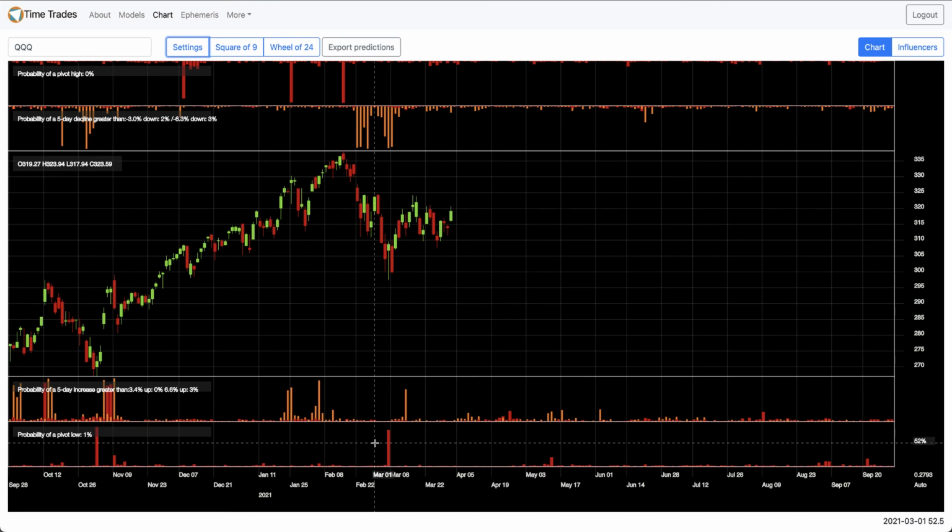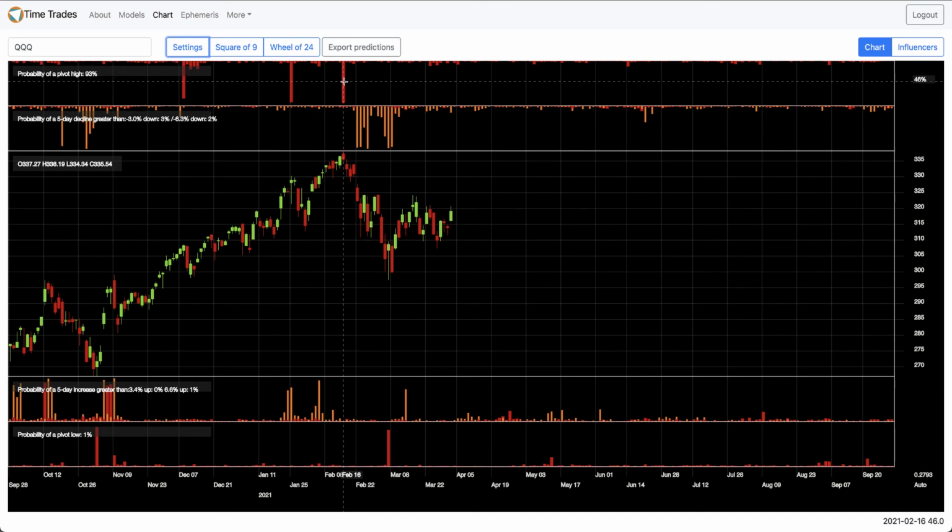Now I'll explain what these numbers mean, starting with the probability of a pivot high in the top swim lane. If I put my mouse here, you can see there's a big red bar, and in the top left, you can see it says the probability of a pivot high at this point is 93%. So what this means is that this is the probability of the high price on this day being the highest high for anywhere between the next 15 and 180 calendar days.